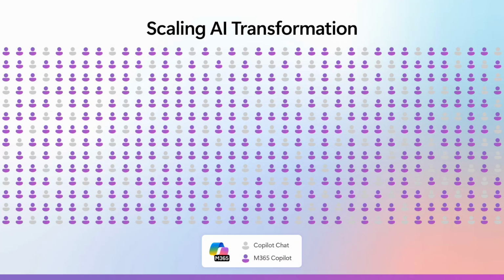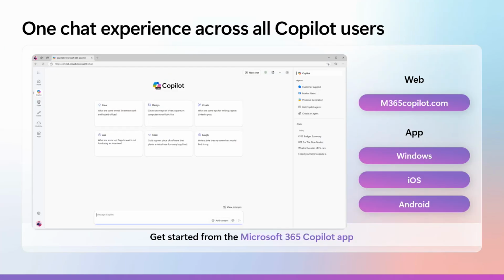Together, Copilot Chat and 365 make it possible for companies to accelerate their own AI transformation across every step in the adoption curve. So every employee across the organization can start today with Copilot Chat. And another benefit of this strategy is to create a more consistent and unified experience for the end user.